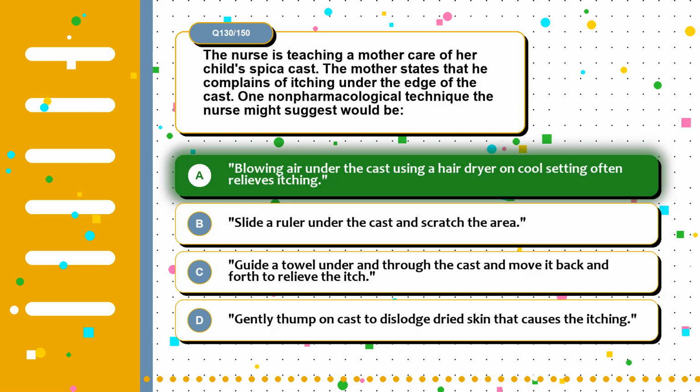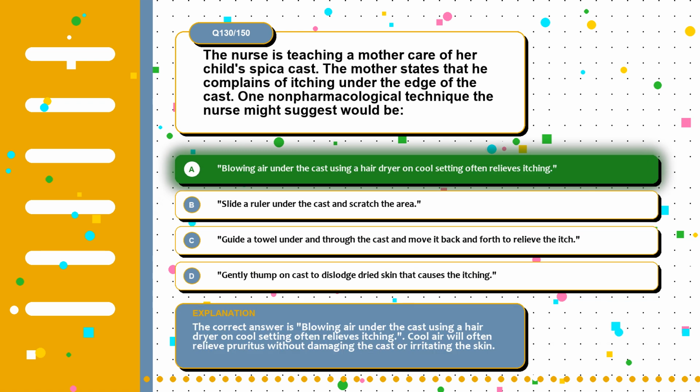The correct answer is option A. Blowing air under the cast using a hairdryer on cool setting often relieves itching. Cool air will often relieve pruritus without damaging the cast or irritating the skin.